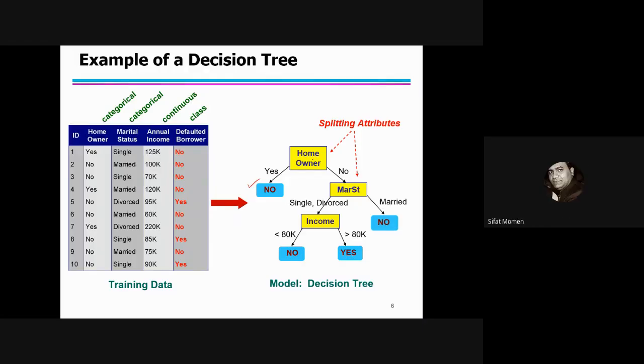But if the person is not a homeowner, then it's going to check the marital status. If the marital status is married, it's going to classify that he's not a defaulter either. But if the marital status is single or divorced, it's going to check income. If the income is smaller than 80,000, it's going to predict no, and if the income is larger than 80,000, it's going to predict yes. Is that clear, Nakina? Yes, sir. Now, how does it make this? That's what we're going to talk about. Don't worry about that, but look at this very carefully.